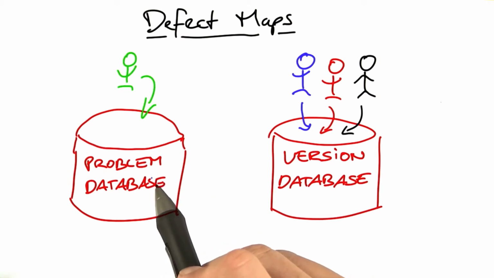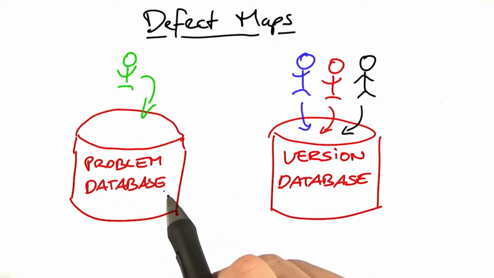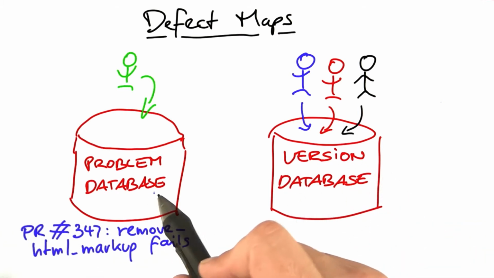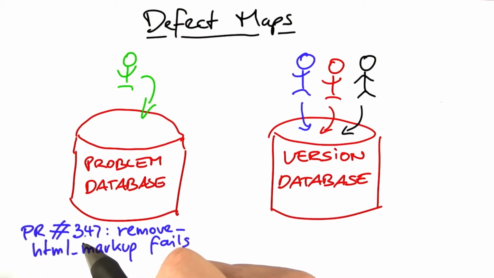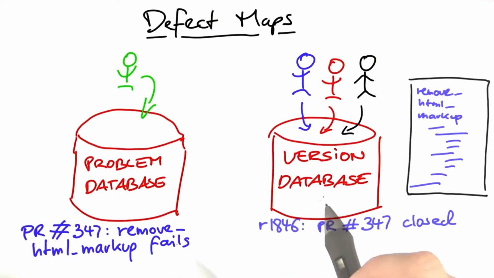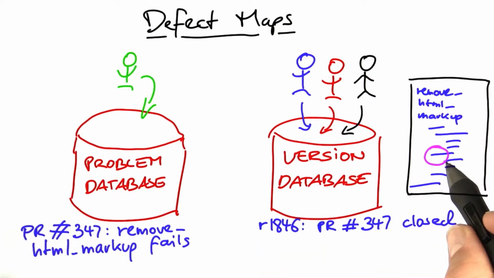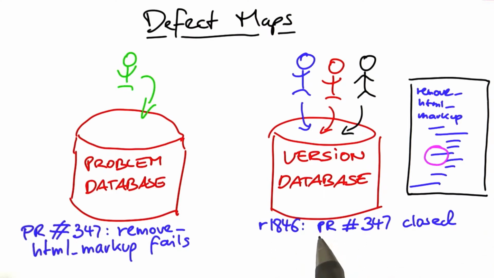An interesting thing happens, however, when you link the information from the problem database to the information from the version database. Let's assume the problem database has a problem report number 347, where it says remove HTML markup fails. And let's assume the version database has recorded a change to a function named remove HTML markup in precisely this location, with a comment that this now closes problem report number 347, which is a change which may well have been made after the problem was initially submitted.